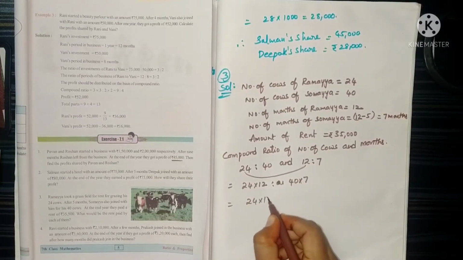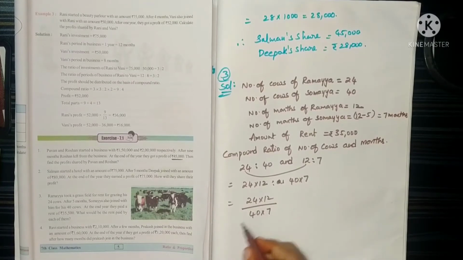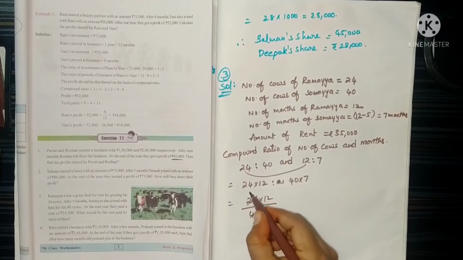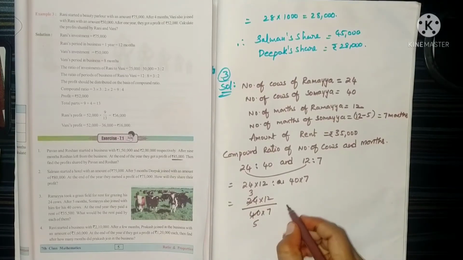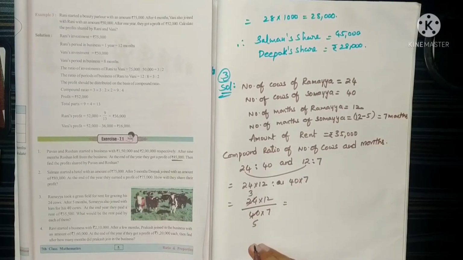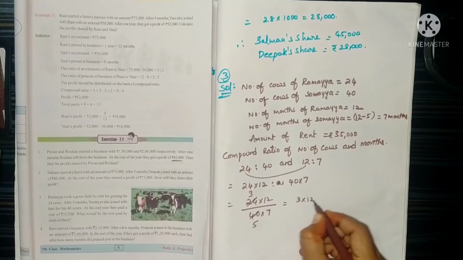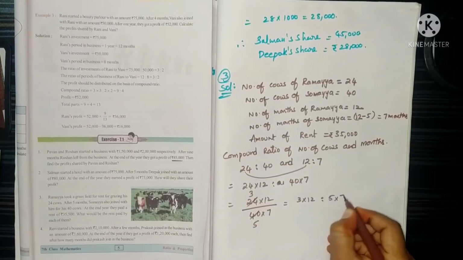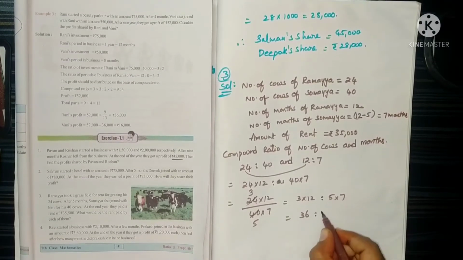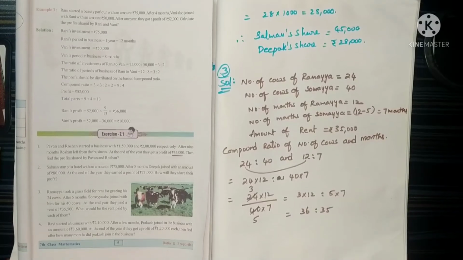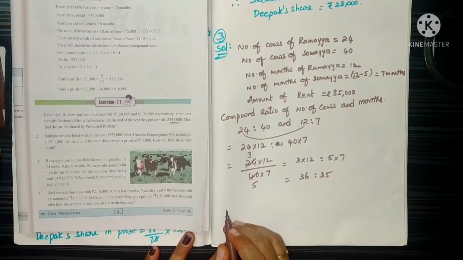So ratio is nothing but division, 40 into 7. Now 8 5s are 40, 8 3s are 24. Okay, so there is no possibility for cancellation. So 12 3s are 36. So 3 into 12 is to 5 into 7. We got this. 12 3s are 36. 5 7s are 35. So what is the ratio here? 36 is to 35.